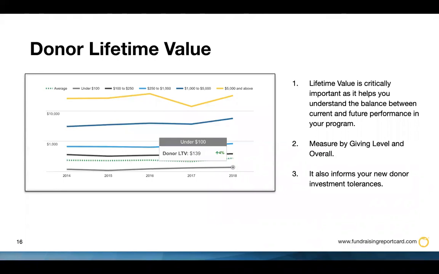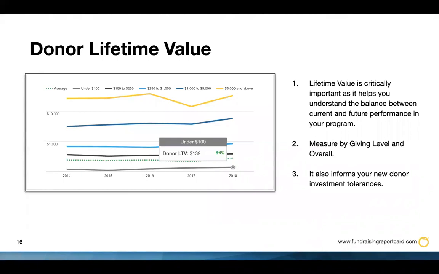But how does that inform investment tolerances, or how much you want to invest in donor acquisition? Well, one might say if you're acquiring a donor and it costs $138, then you're making net money. I suspect you probably want more than $1 net from a donor that you acquire. So this is probably more meaningful when you look at your acquisition costs and say maybe you're spending $15 to acquire a donor, or even $30 or $50. You can measure that against the lifetime value of the giving level for which that donor was acquired to determine, are you still investing wisely in new donor acquisition?